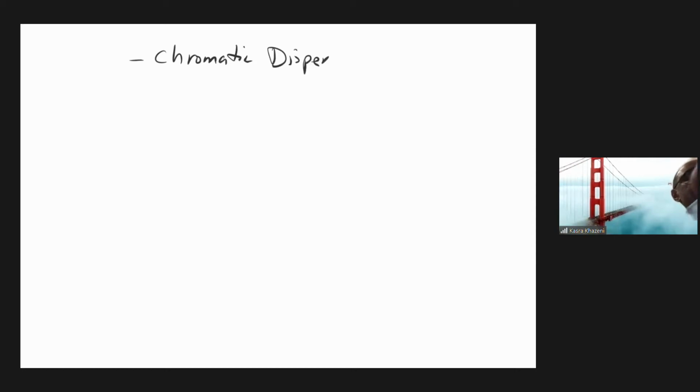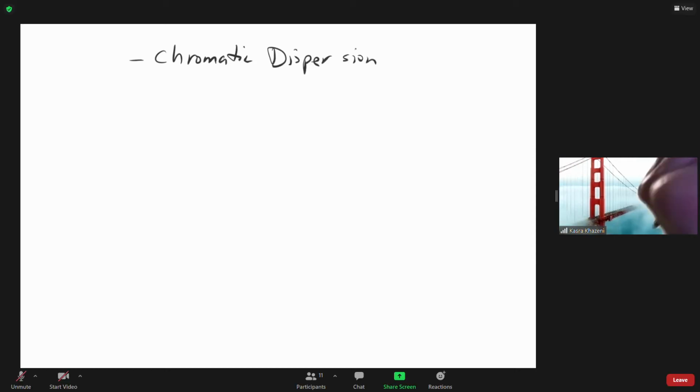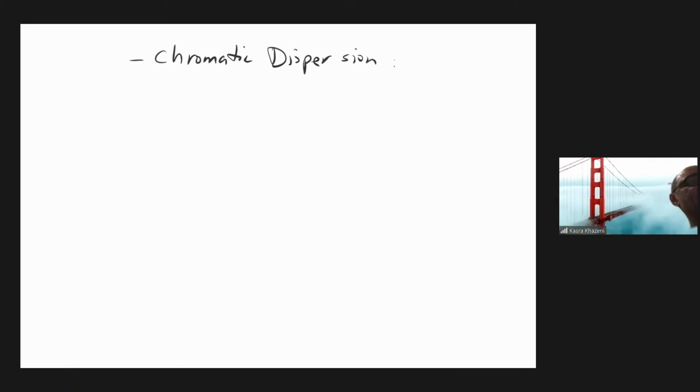Dispersion. We said that the index of refraction, in most cases of any material, as a function of wavelength, is not a constant. It actually has a functional form. This is just an example.